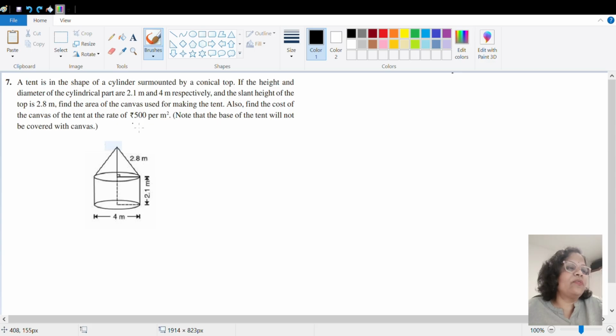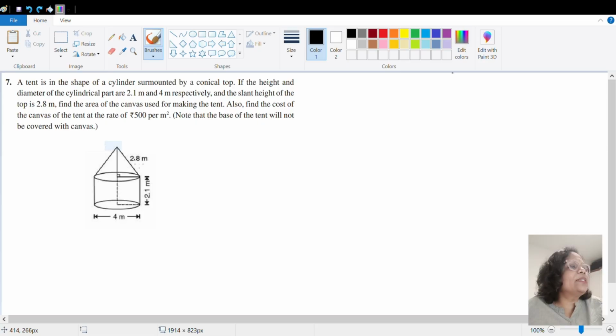Note that the base of the tent will not be covered with the canvas. If that is the case, you will consider the surface area of only the lateral part of the cylinder, and then you will add the surface area of the cone. That will become the total surface area of this tent. That much canvas is required.